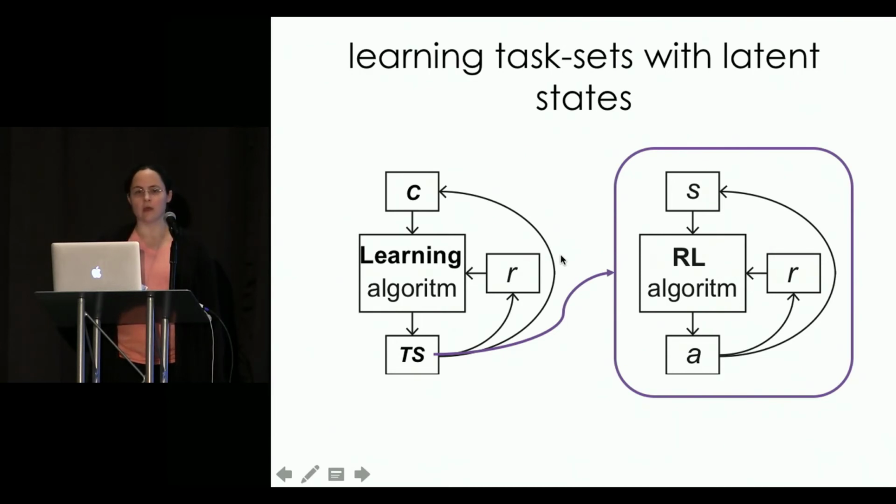And the question is, how can we model this? The key question is how do we create this task set space? How do we figure out what the relevant task set space is? The participants don't know in advance how many task sets there might be, how many hypotheses there might be. So this is where you might see non-parametric kinds of models come into play.